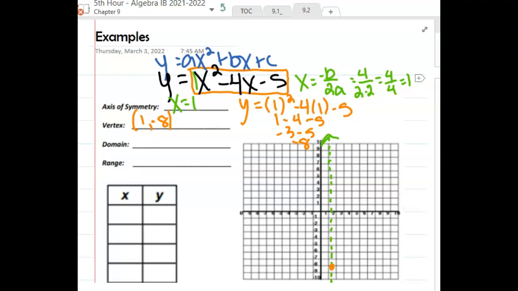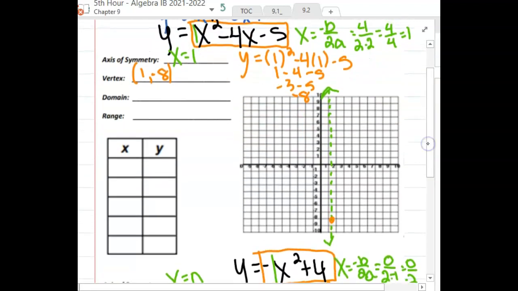Now to finish it today, what you're going to have to do in your homework is find those other points. So we're going to fill out our table. Remember, the middle of your parabola is your vertex, so the middle of your table should be your vertex. You're always going to take that vertex, 1, -8, and plug it into the middle of your table. Then you fill in the numbers around your vertex.